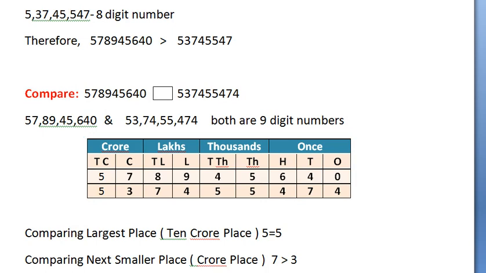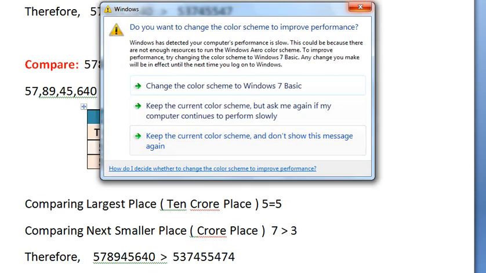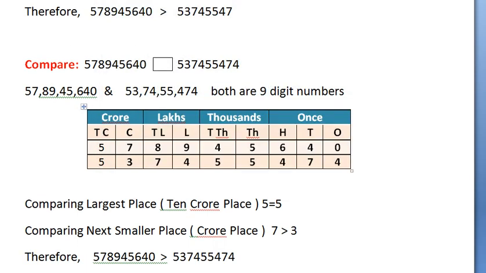Next, we have a second problem. Again, I am taking the numbers and separating the periods by giving commas. The first period will be of 3 digits and then the next periods will be of 2 digits. Here also, for the second number, I separated the groups or periods by putting the commas, and I found that both numbers are 9 digit numbers. Then I am going to put these numbers in the place value chart.